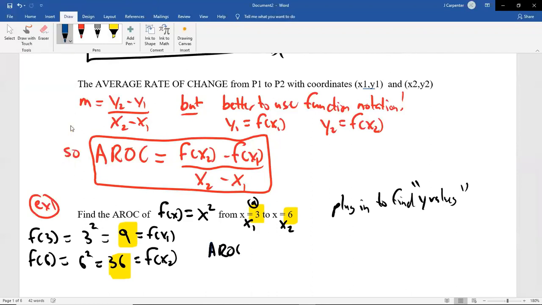Average rate of change. That's f of 6 minus f of 3 divided by 6 minus 3. y2 minus y1 over x2 minus x1 literally means the same thing.